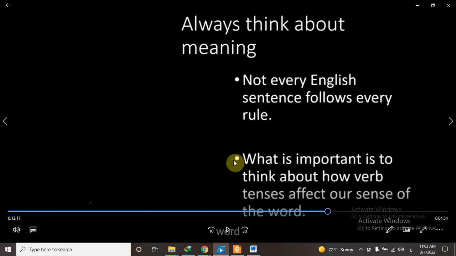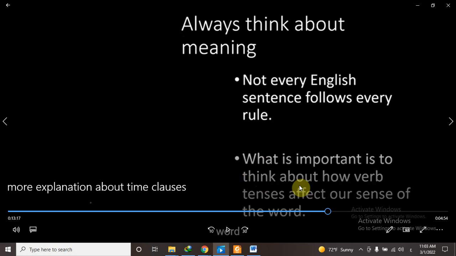So some verbs, even though in other sentences they can be in the progressive form, because of the sense of them, the meaning of them in this sentence or in this clause, you cannot put them in the progressive form. So pay attention, it is very important to think about how verb tenses affect our sense of the word.